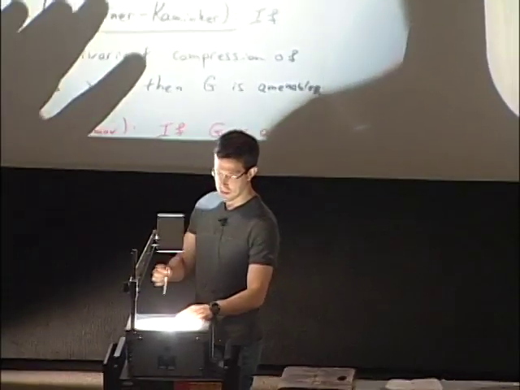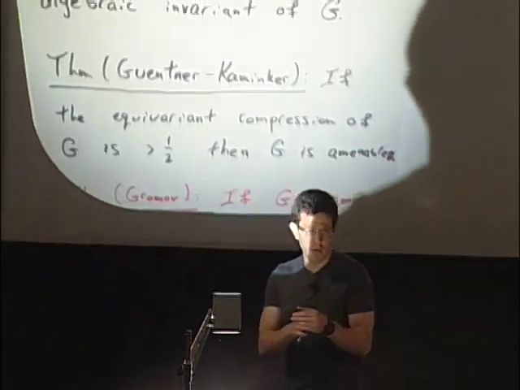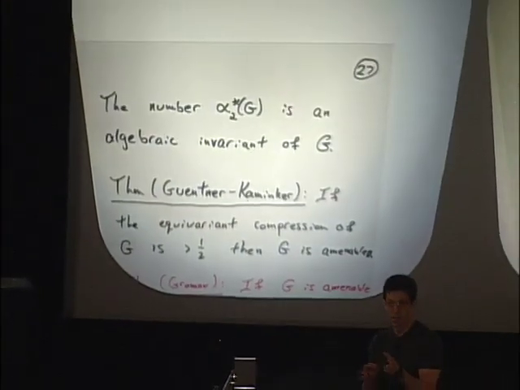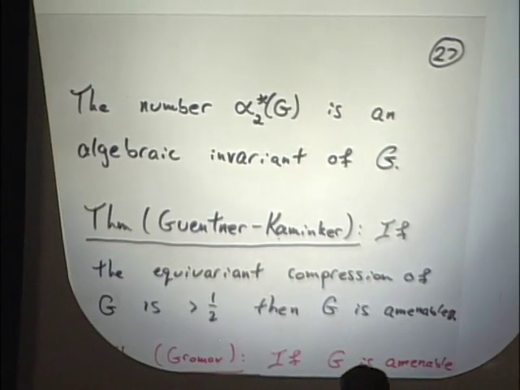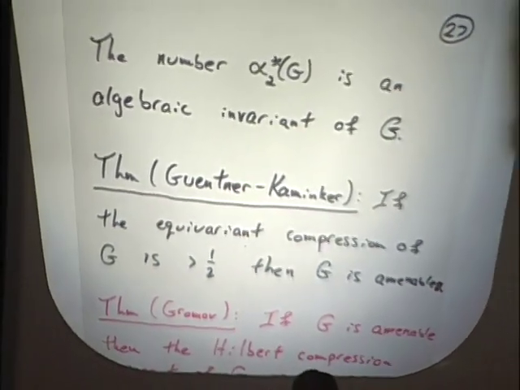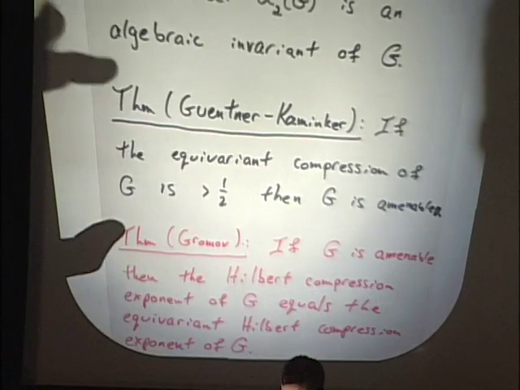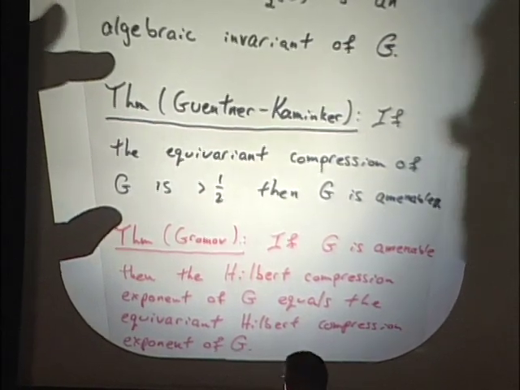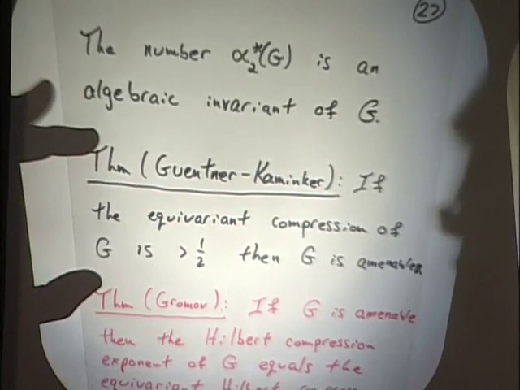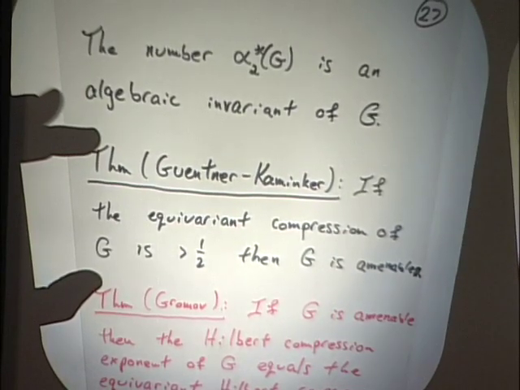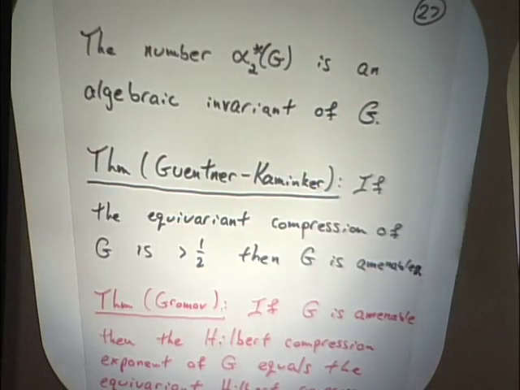So, as I said, this is a number. For every group I give a number, it's really an algebraic invariant. It doesn't depend at all on the set of generators. And it has a lot of information. So here's just one example. There are more theorems of this type. Guentner and Kaminker proved, I think in 2002, that if you know that the equivariant compression of a group is strictly bigger than 1/2, then it's amenable. Knowing that you can embed with a little bit better than 1/2 makes the group amenable.